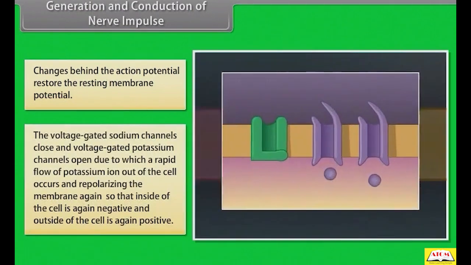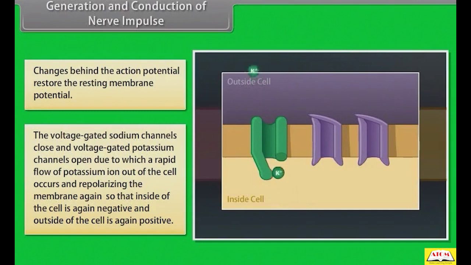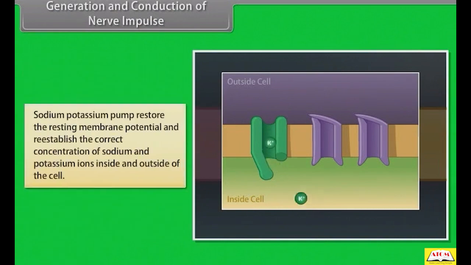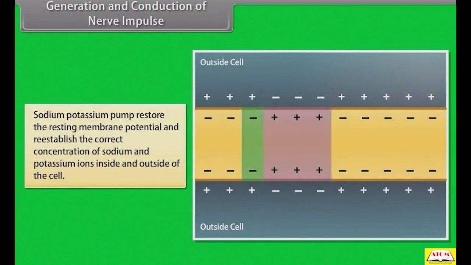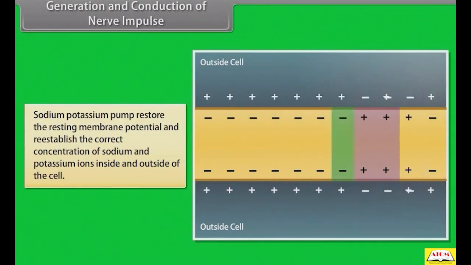The voltage-gated sodium channels close and voltage-gated potassium channels open, due to which a rapid flow of potassium ions out of the cell occurs, repolarizing the membrane again, so that inside of the cell is again negative and outside of the cell is again positive. Sodium-potassium pump restores the resting membrane potential and re-establishes the correct concentration of sodium and potassium ions inside and outside of the cell.